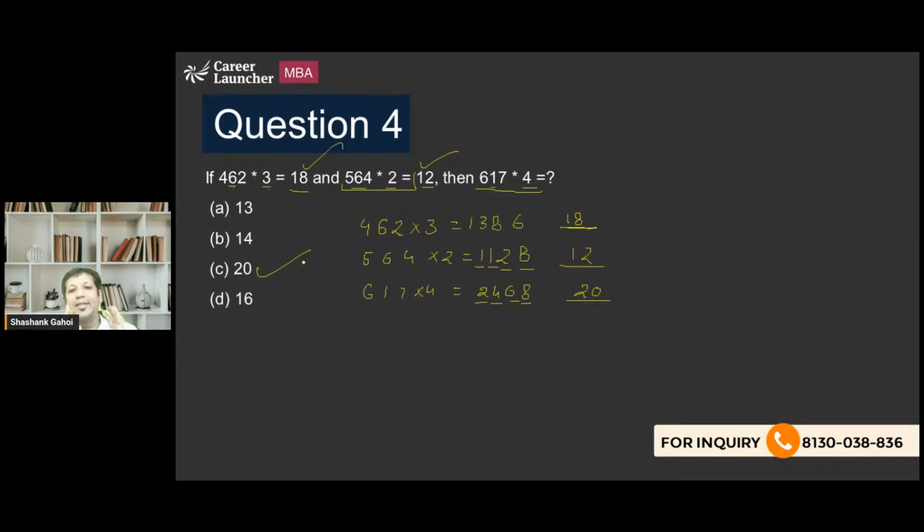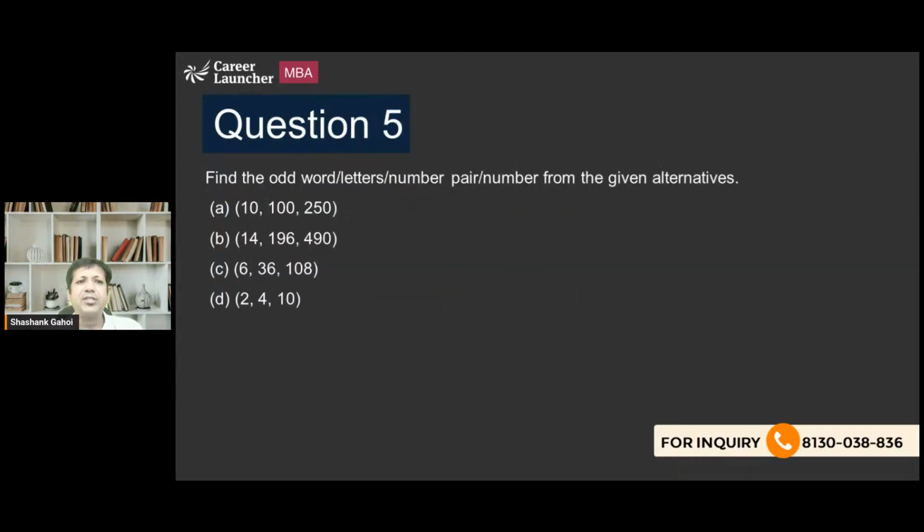So basically what exactly are we doing? I am multiplying the two numbers and I am adding the digits to get the final value. So basically, multiply the numbers, add the digits of the product and get the answer. So this is how I'm going to approach this question. Okay, fair enough. Let's move on to the next one.